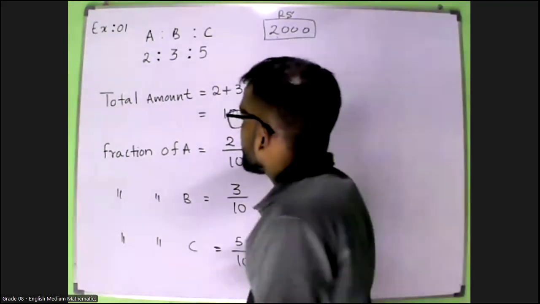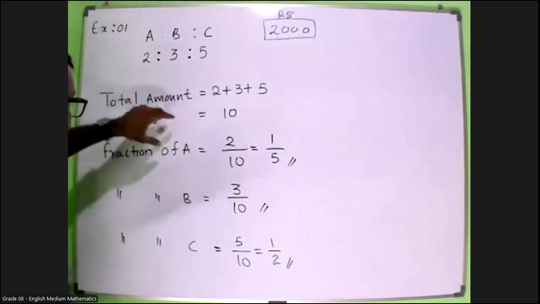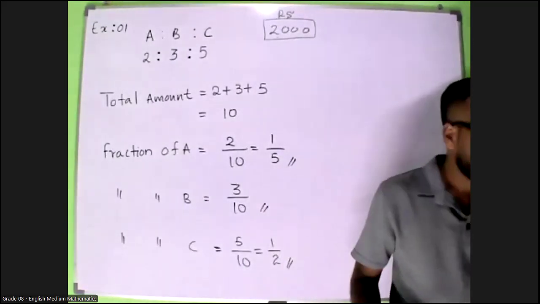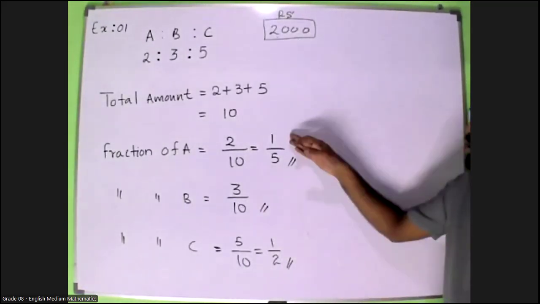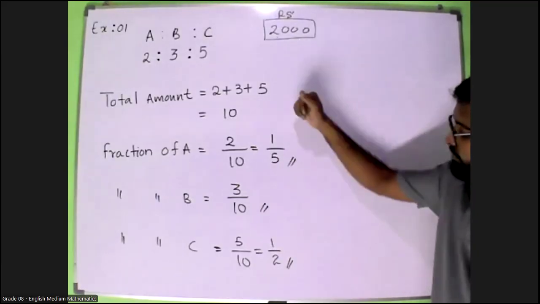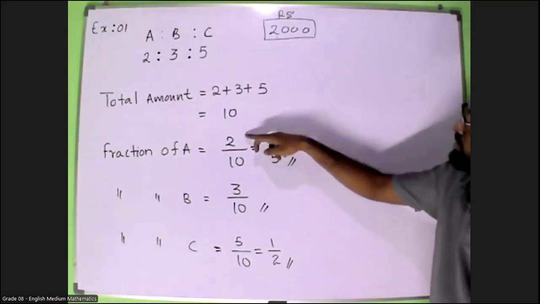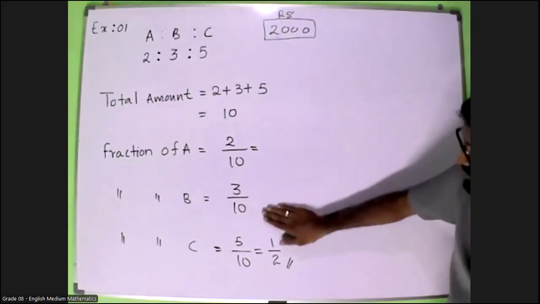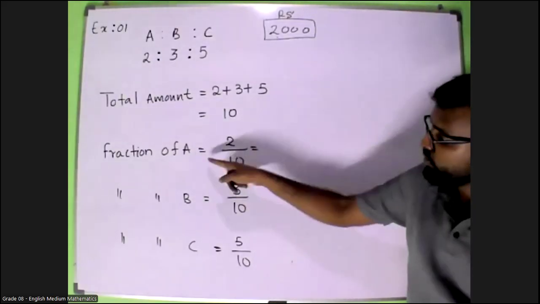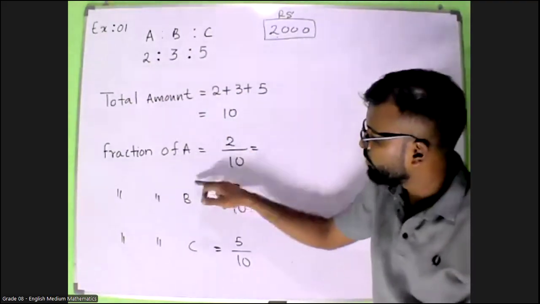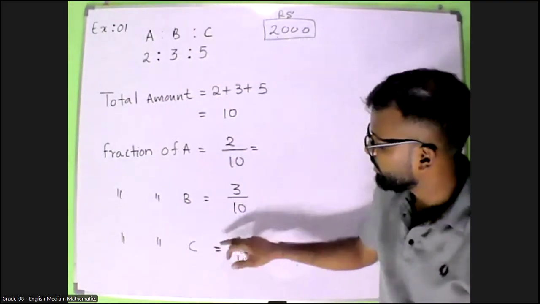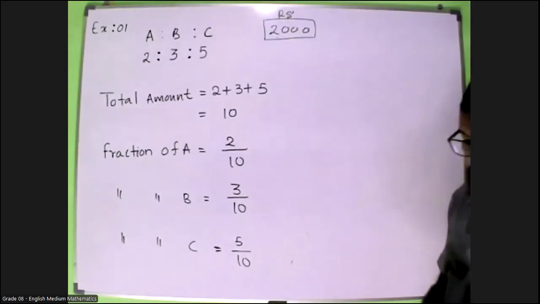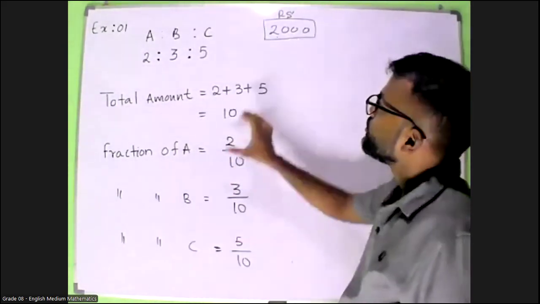So let's calculate that. We have the fraction of A, 1 upon 5. Here you need not obtain this one. If you put it like this, it will be easier to simplify. So for now, forget it, because they have asked for the simplest version: fraction of A 2 upon 10, fraction of B 3 upon 10, fraction of C 5 upon 10. Just keep it like this. Now we are going to find the amount that A, B and C received from this 2000.